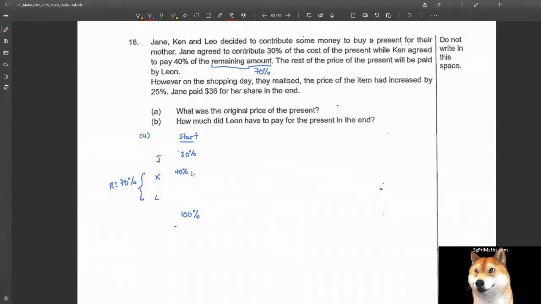40% of 70%, which means 40% times 70% gives us 28%. Okay, Leon is 60% of 70%. This will give us 42%. You can check: 30% plus 28% is 58%. 58% plus 42% is 100%. Alright. Then the actual price.